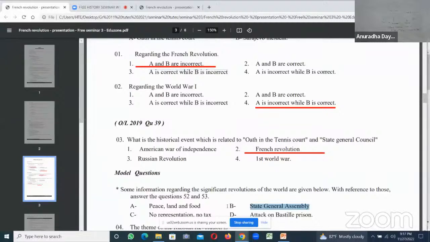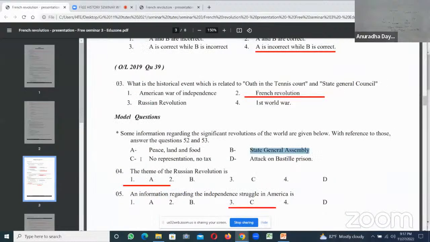No representation, no tax. This is a slogan related to the American War of Independence. Actually, in the American War of Independence, what happened? The British implemented taxes on the American colonies. Representatives of the American colonies were not there in the British Parliament. Without any representative in the British Parliament, they told that you cannot implement taxes on us.